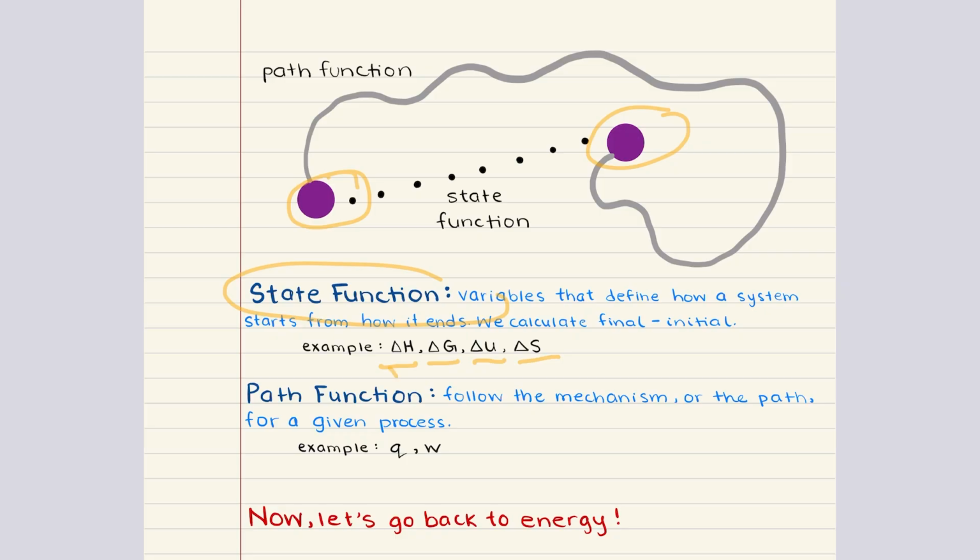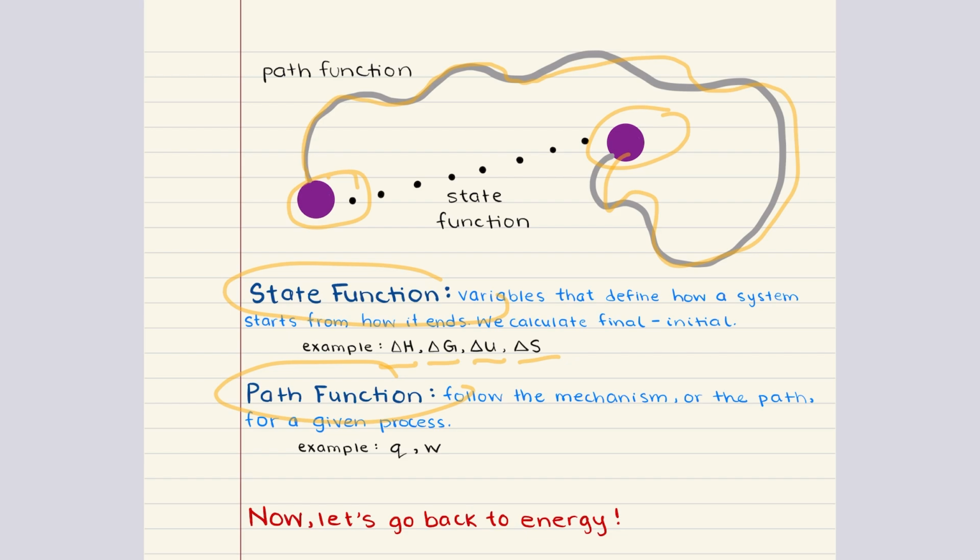In contrast, a path function depends on the specific route taken. Values that are path functions include work and heat. The total amount of work done or heat transferred can vary depending on how the process occurs, just like a longer trail takes more energy to hike.